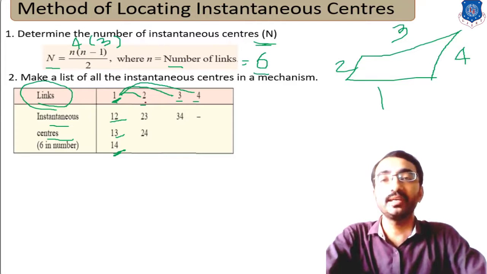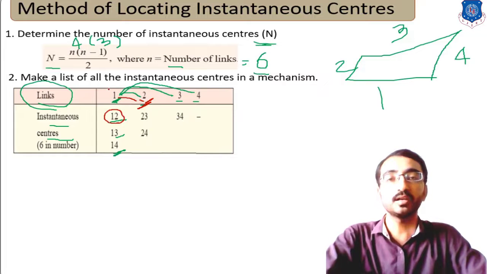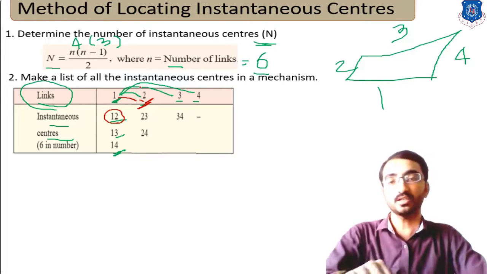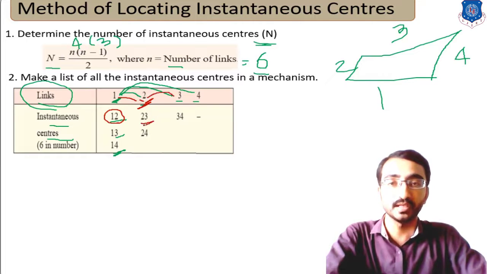Now similarly for link number 2, if you want to identify them, link number 2 will make a pair with link number 1, but 2, 1 is already mentioned as 1, 2. Okay, 2, 1 or 1, 2, both are the same. Now similarly 2 will connect with 3, so that gives 2, 3. And 2 is connected with 4, that gives 2, 4.